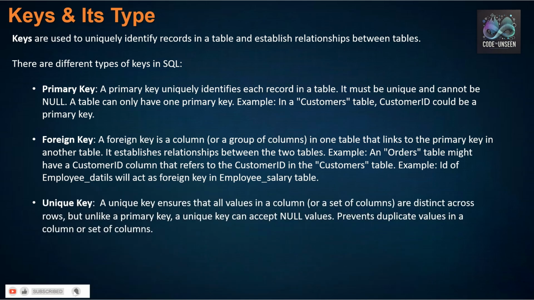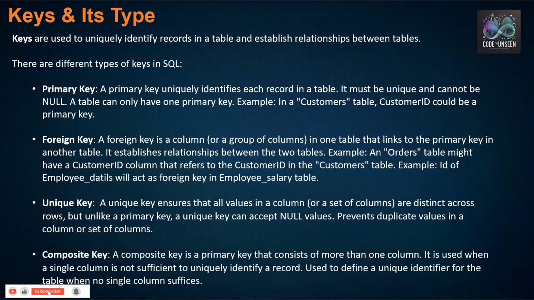Now coming down to unique key. A unique key ensures that all the values in a column are unique at record level. So you can consider that there are n number of records and the combination of those columns will be exactly equal or unique. And unique keys can also include null values, and it is generally used to prevent duplicate values in the column or a set of columns.